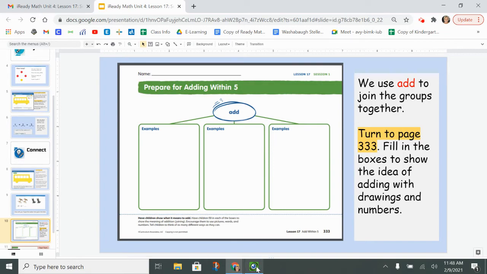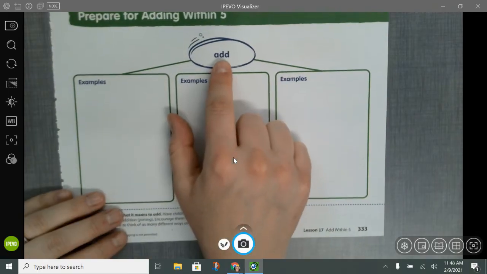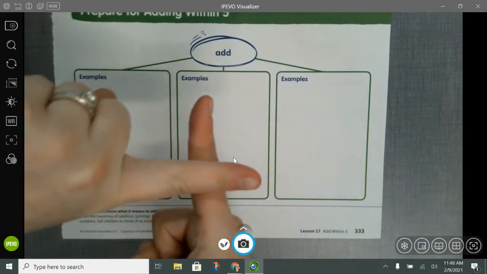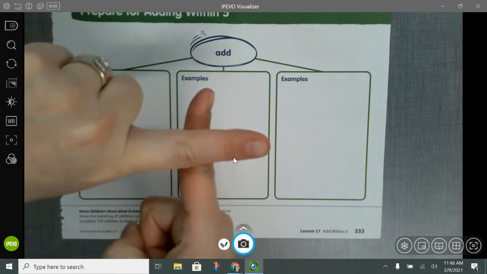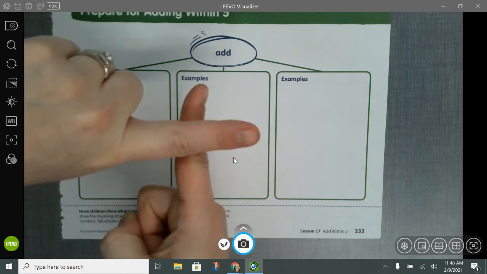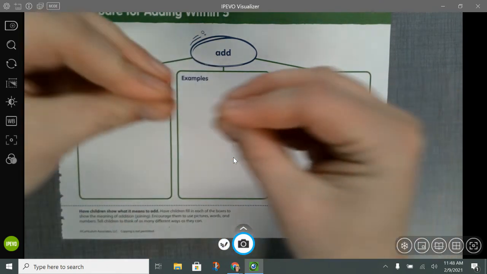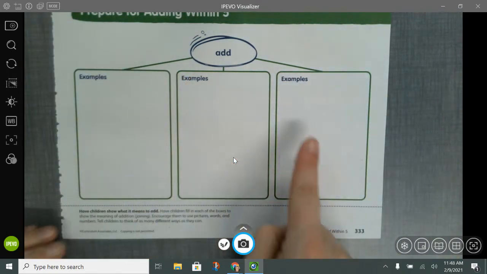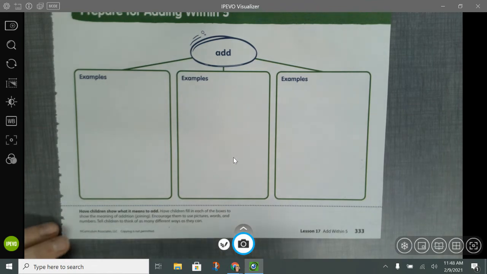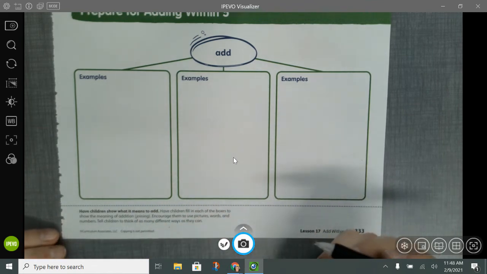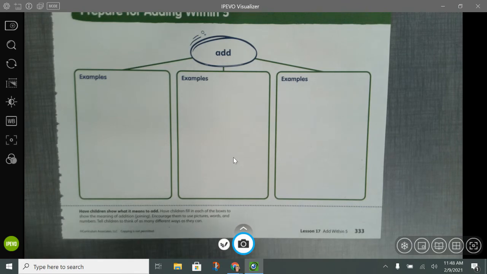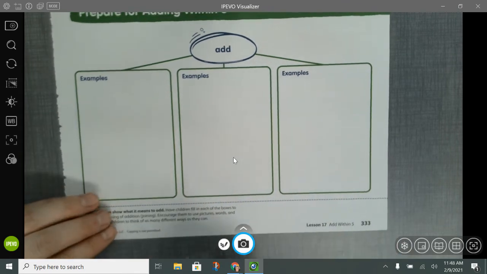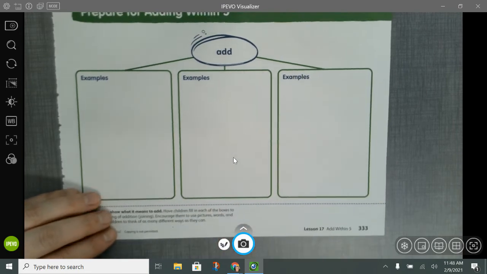Now, we are going to explore the word add. Okay, we've talked about this a little. Show me an add sign. Remember, you can make it with your fingers. Add, which also means plus, put together, join together. So we want to show that, okay? Now, remember when we do things like this, you can use pictures, you can use words, or you can use numbers. Okay, so I'm going to show you one, and then you are going to do the 2 others.